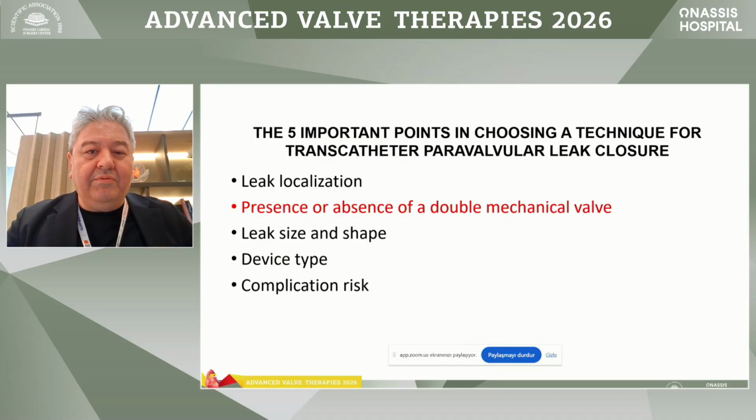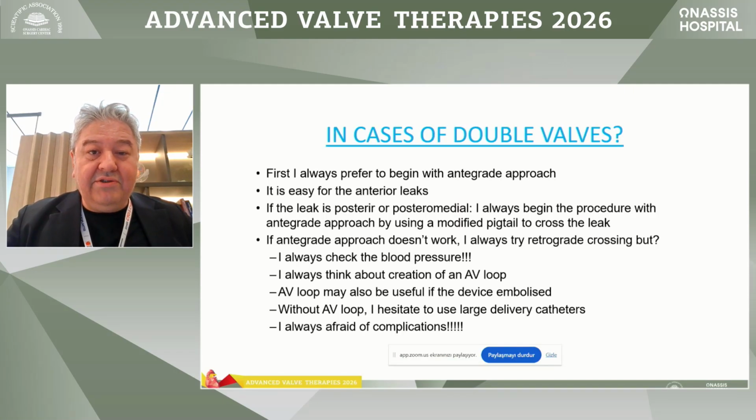The second important point in choosing a technique for transcatheter paravalvular leak closure is presence or absence of a double mechanical valve, because in the presence of a double mechanical valve, the retrograde approach can be problematic. But in cases of double valves, I always prefer to begin with the antegrade approach. It is easy for the anterior leaks. But if the leak is posterior or posteromedial, I always begin the procedure with the antegrade approach by using some modified pigtail techniques to cross the leak.